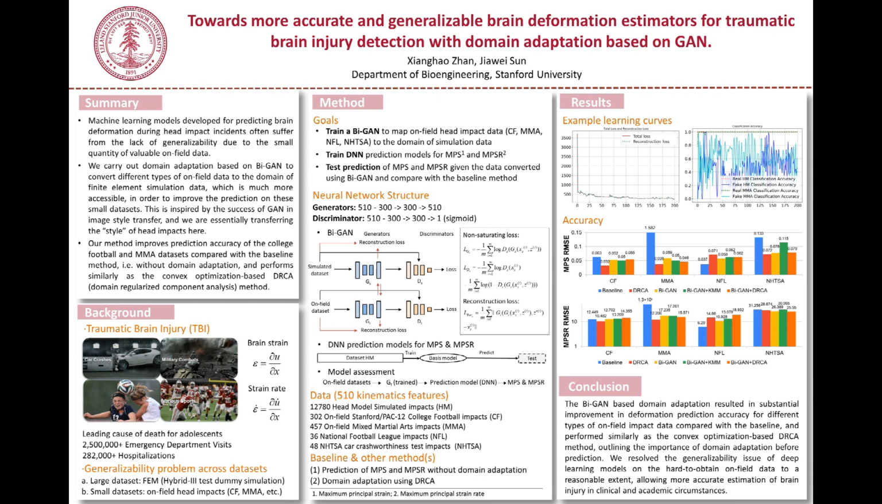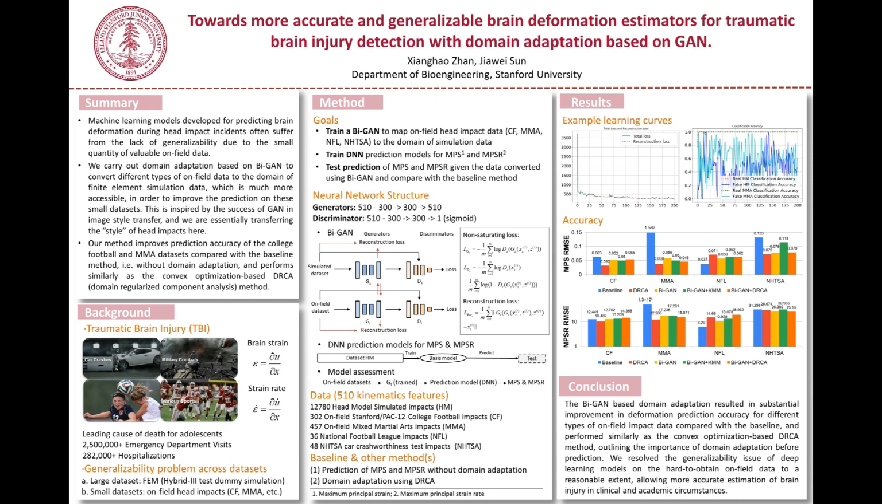In the method section of this poster, we divide the project into three goals. First, we train a GAN for domain adaptation, which can map the on-field data to the domain of simulated data, or the other way around. Second, a set of DNN models is trained on simulated data to take sensor signals as input and to predict strain and strain rate as output. Finally, we combine the GAN model and the DNN prediction models into a pipeline and test the effectiveness of our method compared with the baseline method.